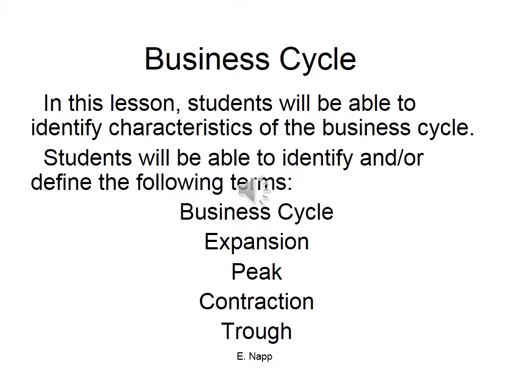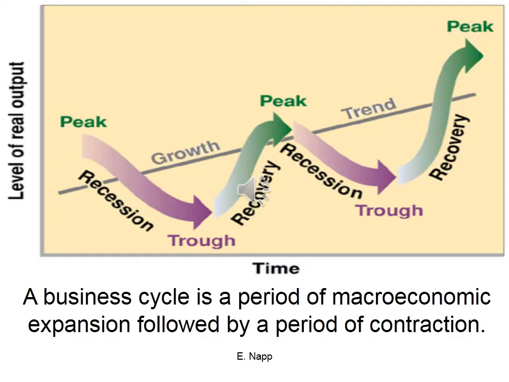I'm going to present a lecture to Master 2 BEM, Banking, Monetary, Economy. It is titled Business Cycle. In this lesson, students will be able to identify characteristics of the business cycle. Students will be able to identify and or define the following terms: business cycle, expansion, peak, contraction, and trough. A business cycle is a period of macroeconomic expansion followed by a period of contraction.